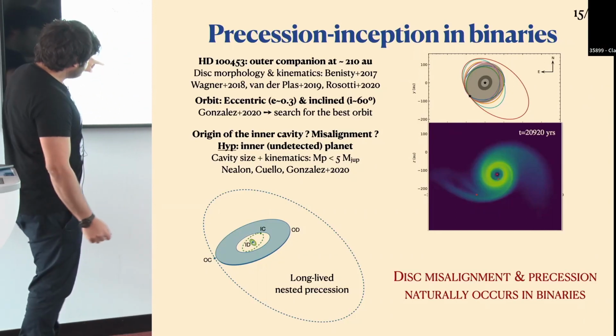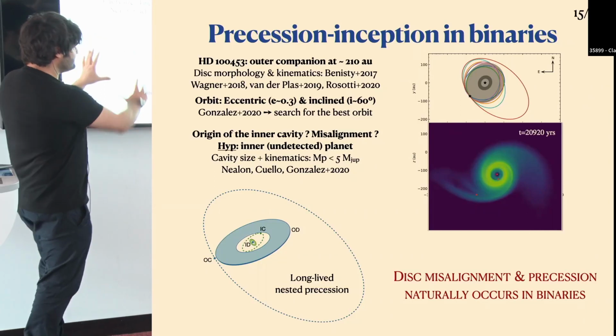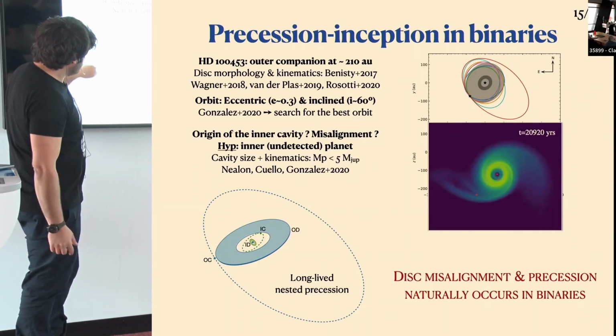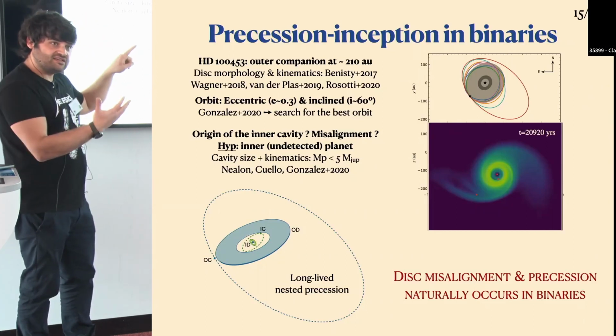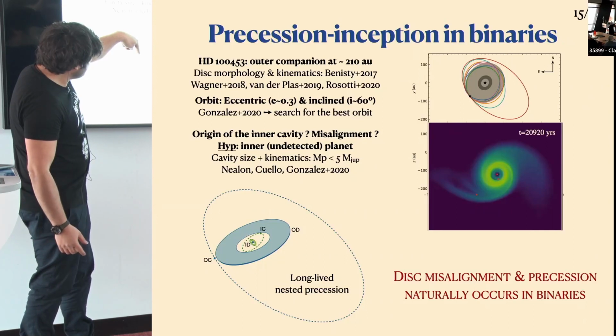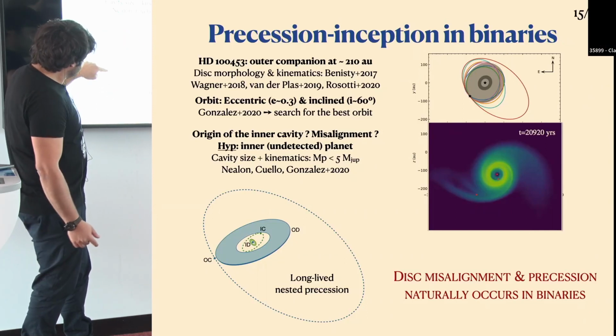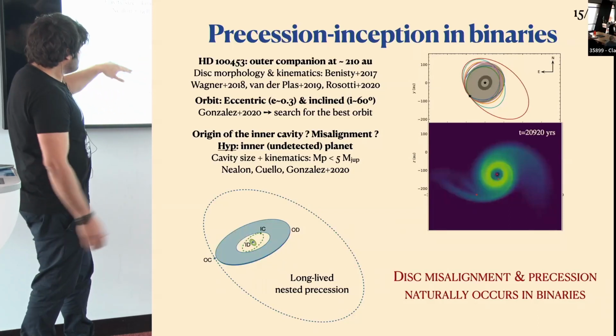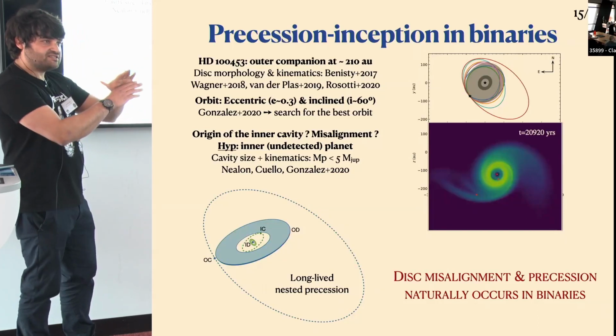Here is a sketch of the system. You have the observed disk here. You have the outer companion, which is in a misaligned orbit, driving the spirals. Then you have an inner companion here. And the interesting thing is that the outer companion will make the outer disk precess, but the inner companion will precess with it.